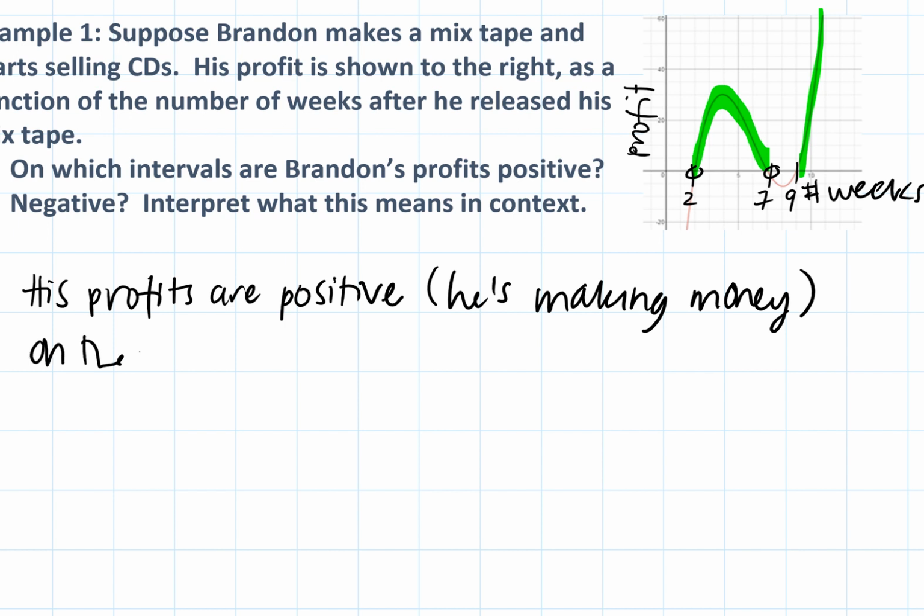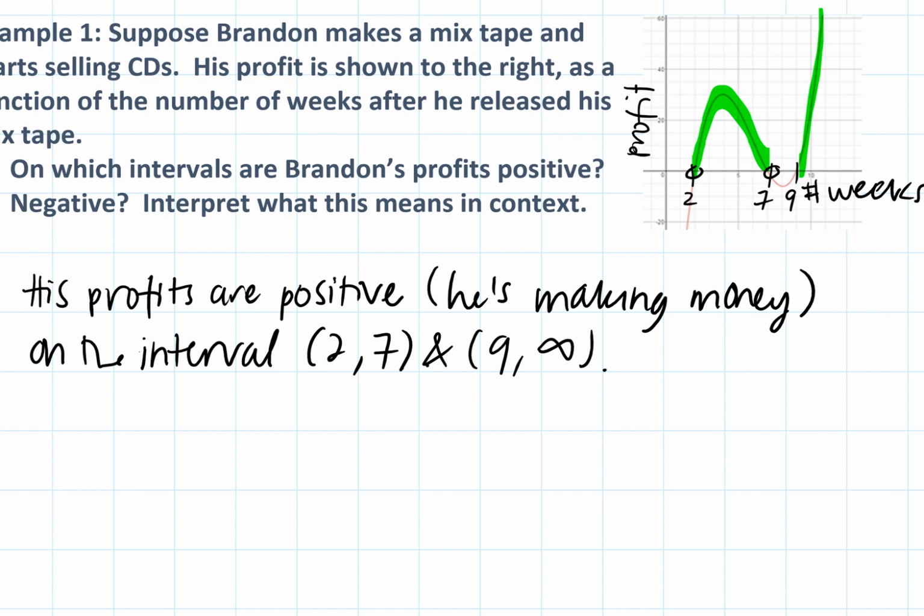So his profits are positive, meaning he's making money, on the interval 2 to 7. I'm using parentheses because at the very beginning of the 2nd week and the very beginning of the 7th week, he's breaking even. He's not earning positive profit. And the interval from 9 onwards. It looks like he's going to make money for the rest of the function.